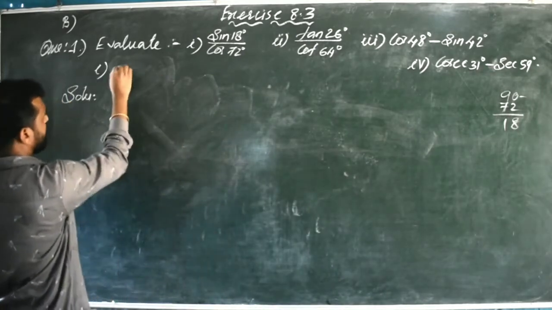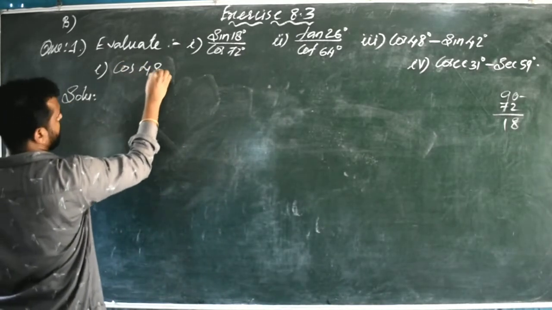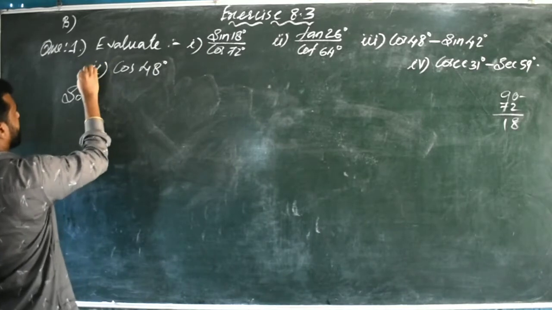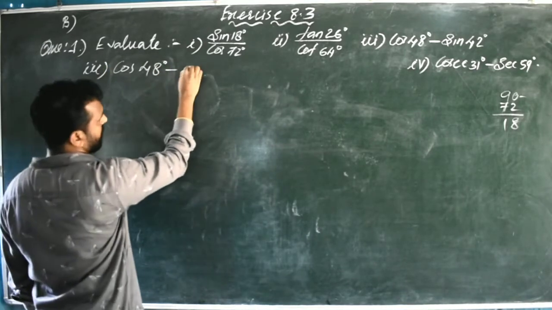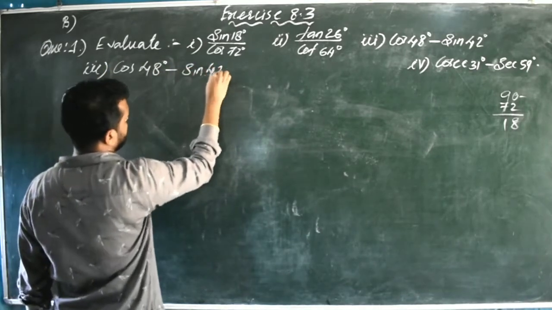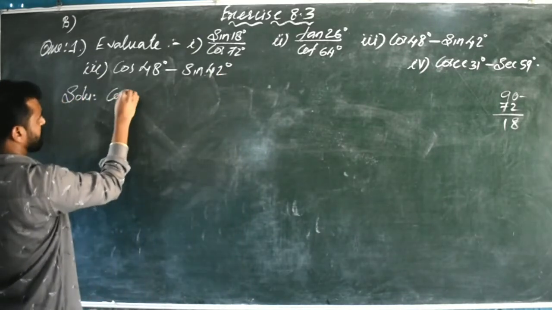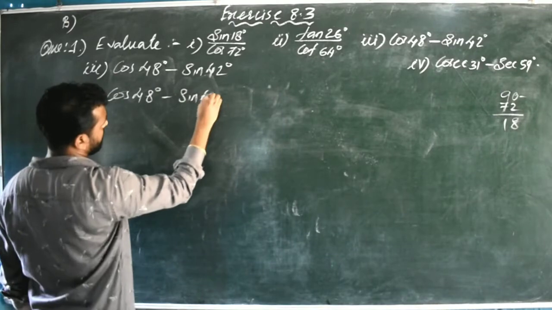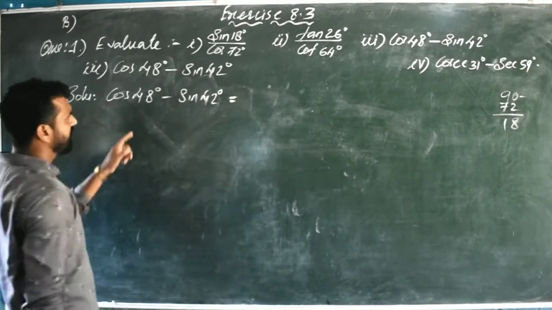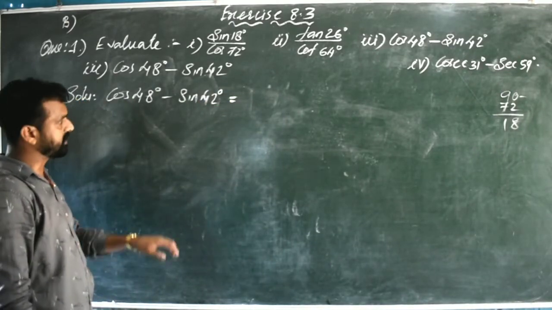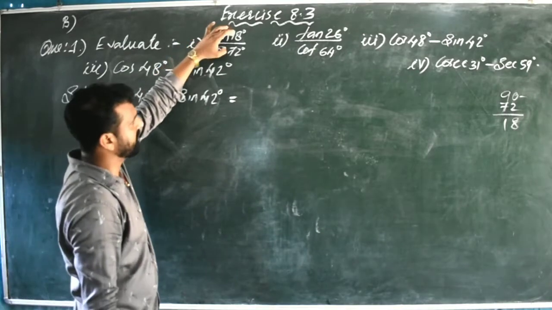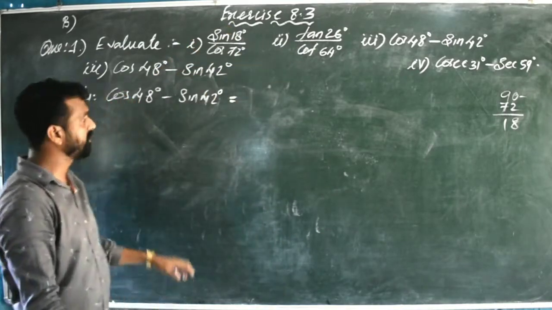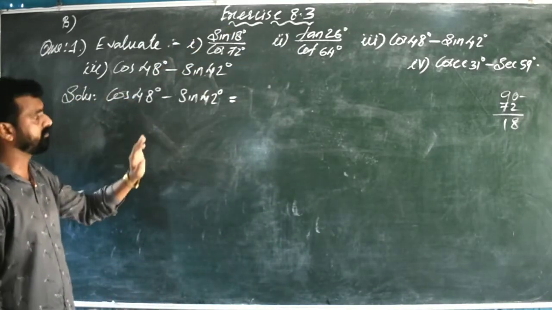Question number 3. Cos 48 degree minus sine 42 degree. Here I will change any one only. While dividing, we change any one. While subtracting or adding also, we change any one, and the remaining will stay the same.